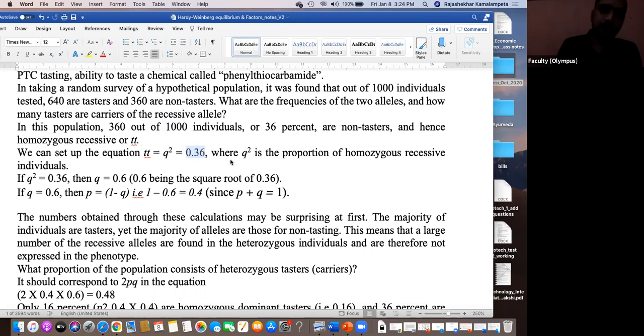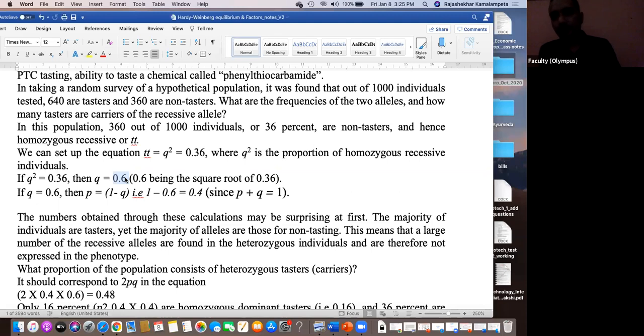This is the q square value, but q is the square root of 0.36. If you want to find out the value for q, the square root of 0.36 is 0.6. So 0.6 is the value of q. Okay, so to calculate the frequencies of the alleles using this 360 out of 1000, first you calculate the number for q square, and by square rooting this value, you will get the value for q. So q refers to small t in that population, at a frequency of 0.6.